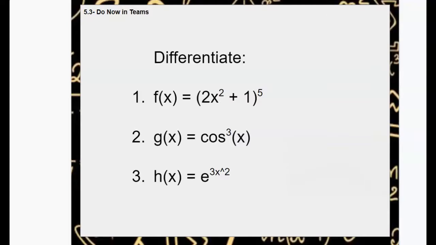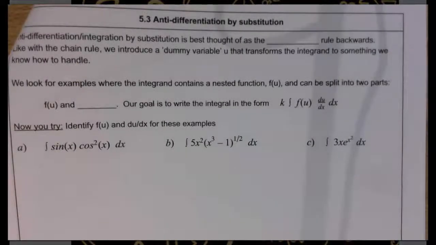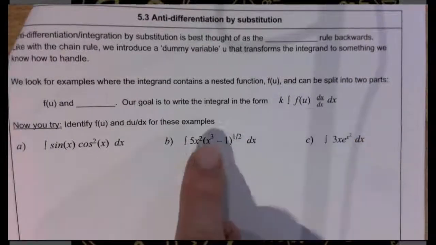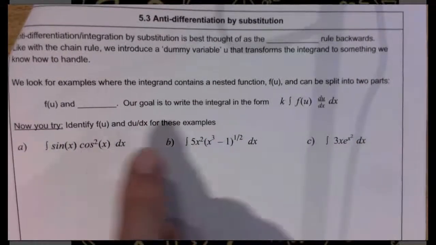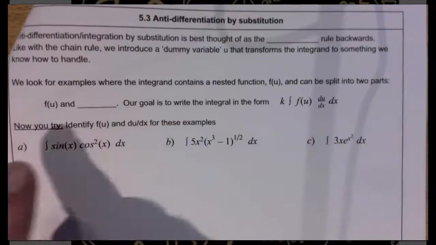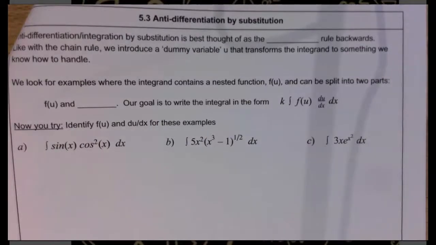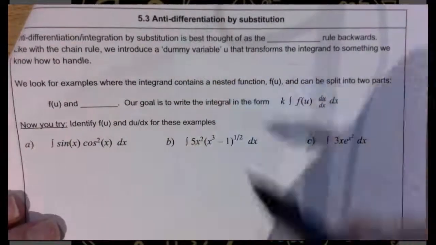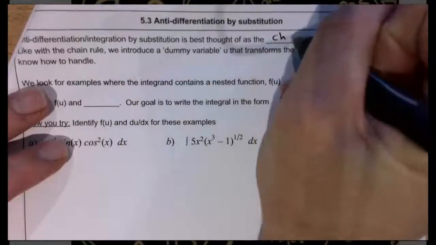Okay, so you've practiced those questions with the chain rule. We're actually going to see the answers now. And the answers are exactly these three here. So you can check your working out using the chain rule for f, g and h. This is what you should have got. And the reason we started off that way is because this technique, anti-differentiation, is the chain rule backwards.